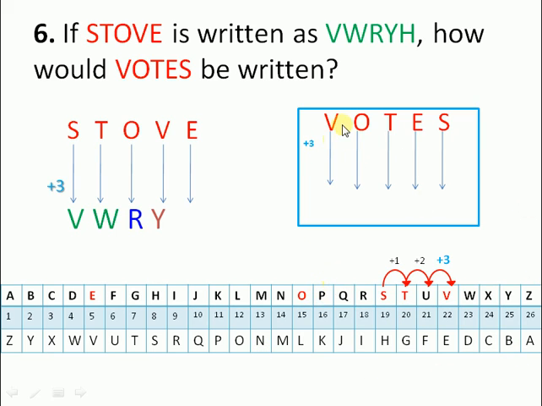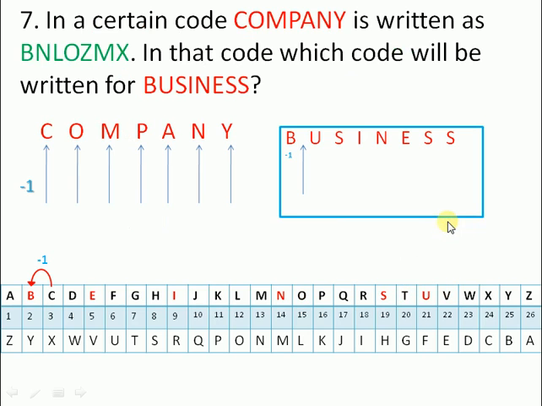When we look at this, the corresponding letter for V is Y. For O it is R. For T it is W. For E it is H. For S it is V. So you can simply substitute the letters. So the answer is YRWHB.